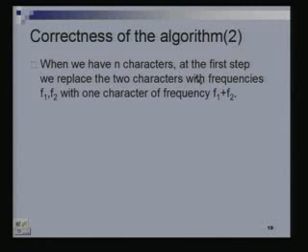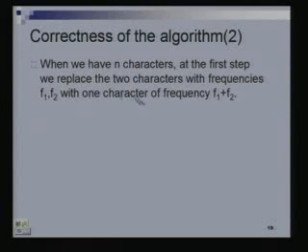So when we have n characters, what are we doing at the very first step? We are taking the 2 characters with the smallest frequencies and combining them into one, so to say, right? We are taking the 2 characters with frequencies f1 and f2, and we are replacing them with one node of weight f1 plus f2. It is as if you have one character now of frequency f1 plus f2.